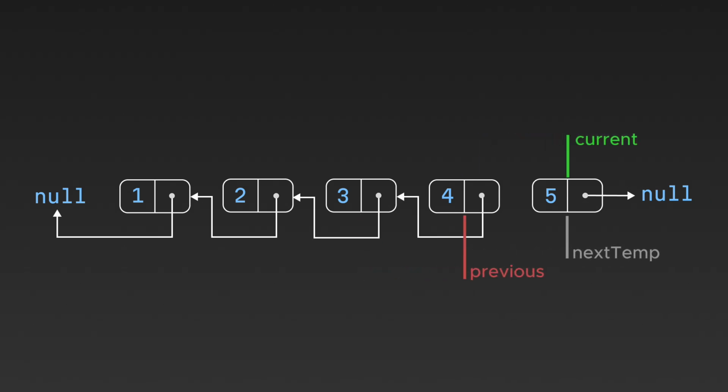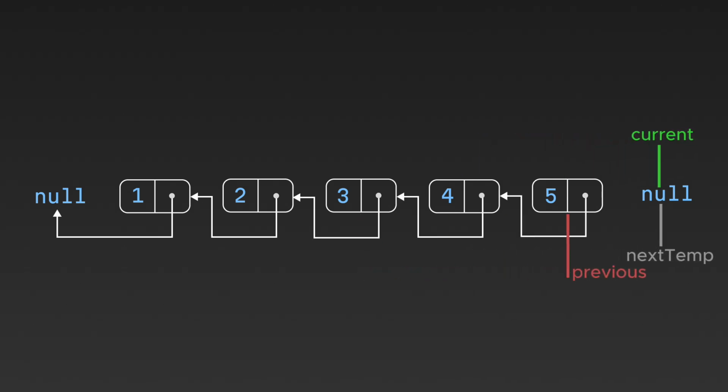So after all the operations, we end up with a new list that's reversed. And notice previous now points to the first element of this new list, which means it becomes the new head. Alright, enough planning. Let's translate this strategy into robust TypeScript code.